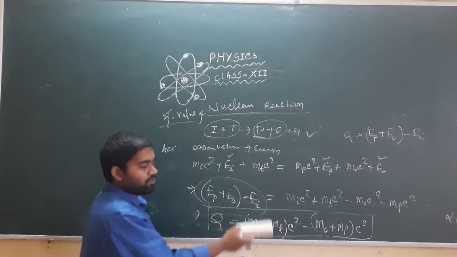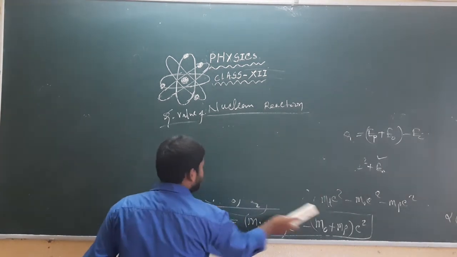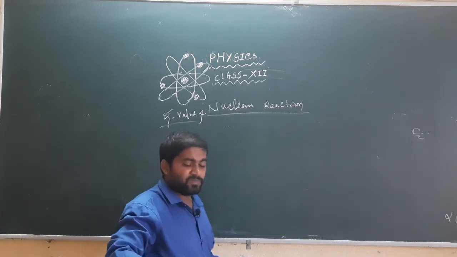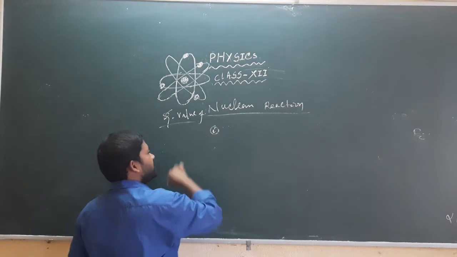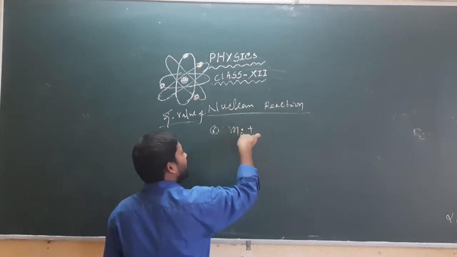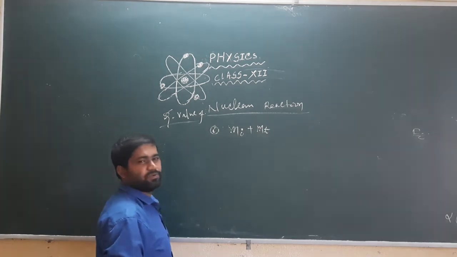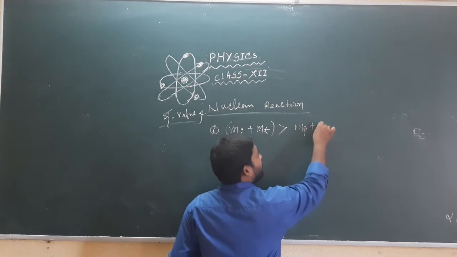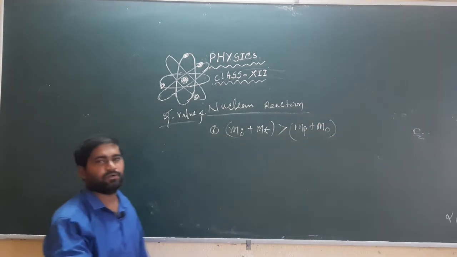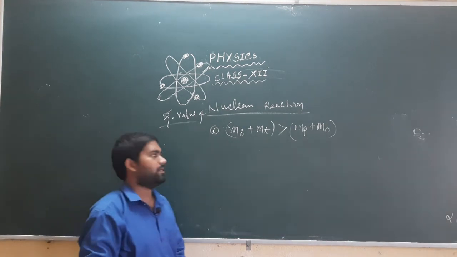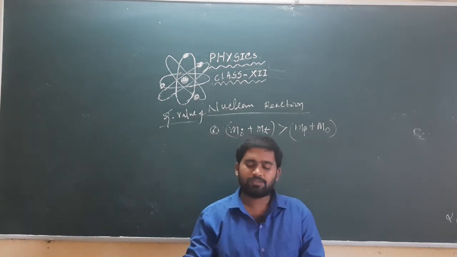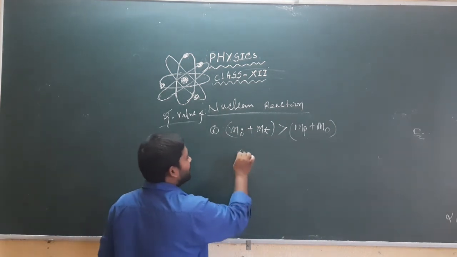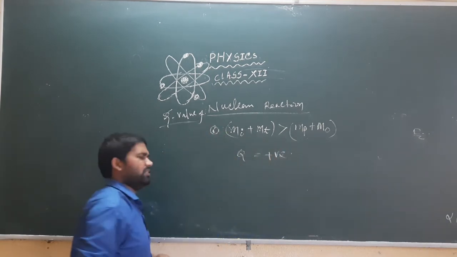Now let us look at the different special cases depending upon the Q value of the reaction. If the mass of the incident particle plus the mass of the target nucleus is greater than the mass of the product particle plus the mass of the outgoing element, that is, if the mass of reactant is greater than the mass of product, then we find the value of Q must be positive.